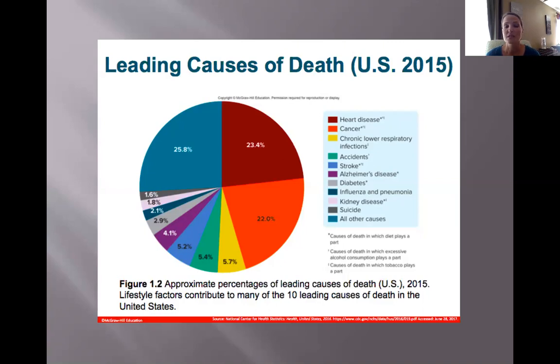And then you can see cancer is also another big factor. We do know that there are some cancers that are impacted by dietary intake. Not all of them, but some, we do have some links there that show us that.